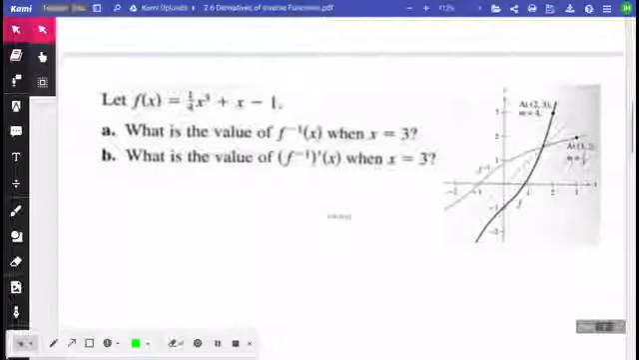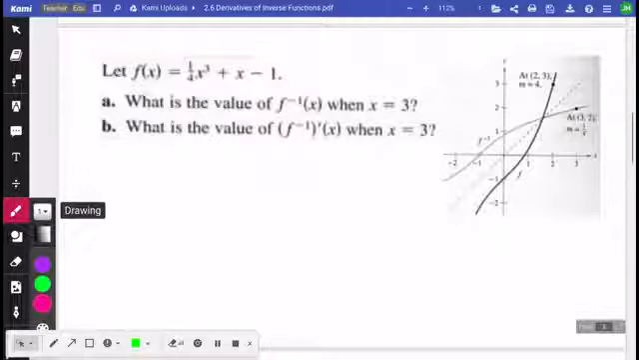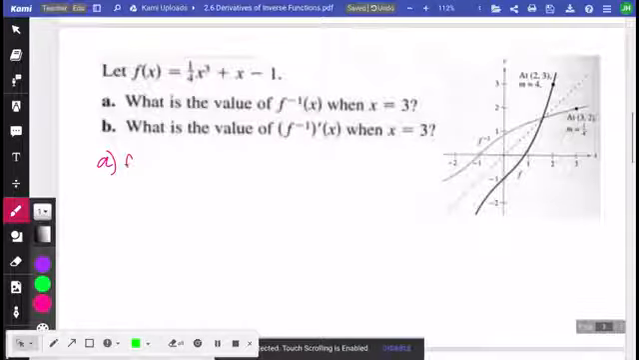All right, so we will try an example. We have this function, f of x equals 1/4 x cubed plus x minus 1. First, what is the value of f inverse of x at x equal to 3? That's what it's saying. So part A asks for f inverse of 3.